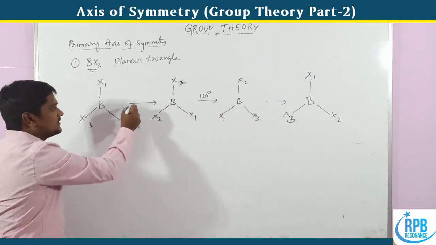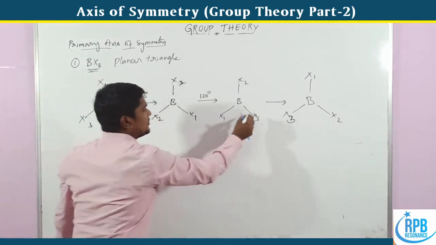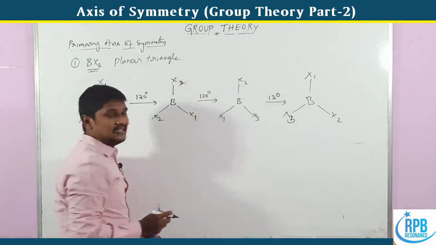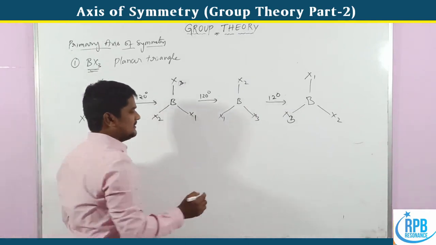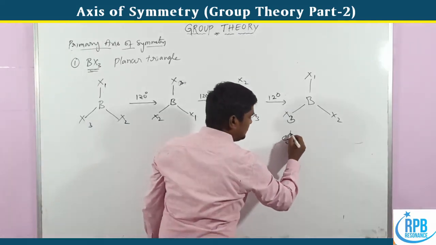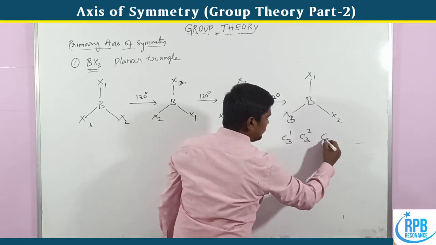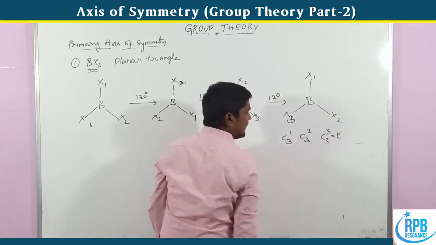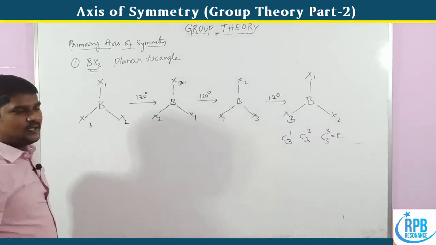So these are the three kinds of 120 degrees rotation. So here three C3s are there. One is C31, C32, C33, that is equal to the identity.